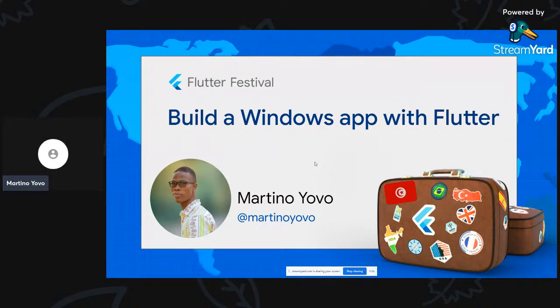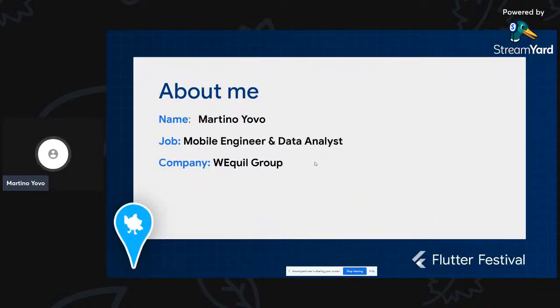So about me, my name is Martino, and I'm a mobile engineer and a data analyst. And I'm currently working with Wickle Group. I'm a Flutter developer there.